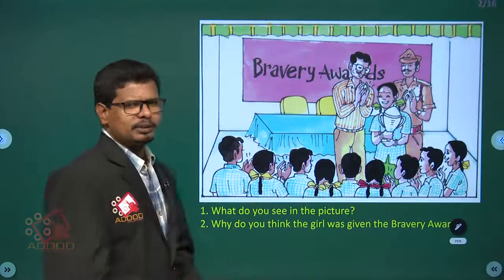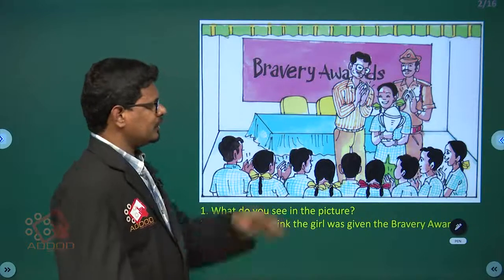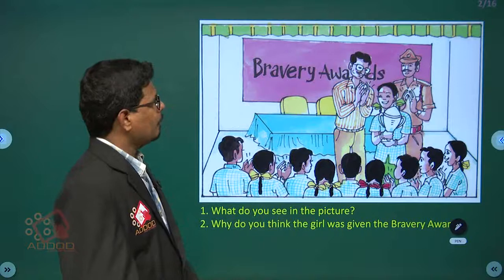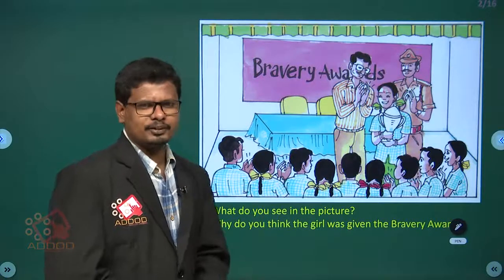See the picture that has been presented on the board? What do you see in the picture? A girl being awarded with something, and behind the people there is a bravery award for the courage.